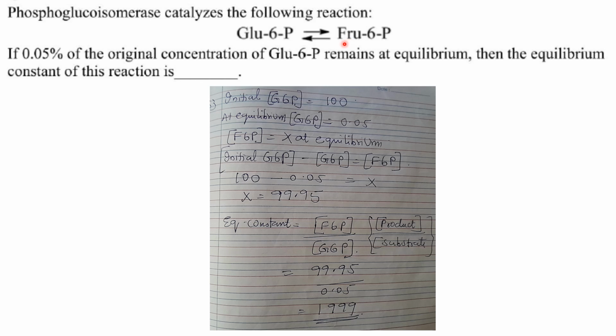Now what is the concentration of fructose 6-phosphate? Now if you see, we can take the concentration of fructose 6-phosphate as X at equilibrium. So initial minus final concentration of glucose 6-phosphate will give you the concentration of fructose 6-phosphate, and 100 minus 0.05 is 99.95. So the equilibrium constant will be concentration of product by concentration of substrate, that is 1999. So that is the answer.